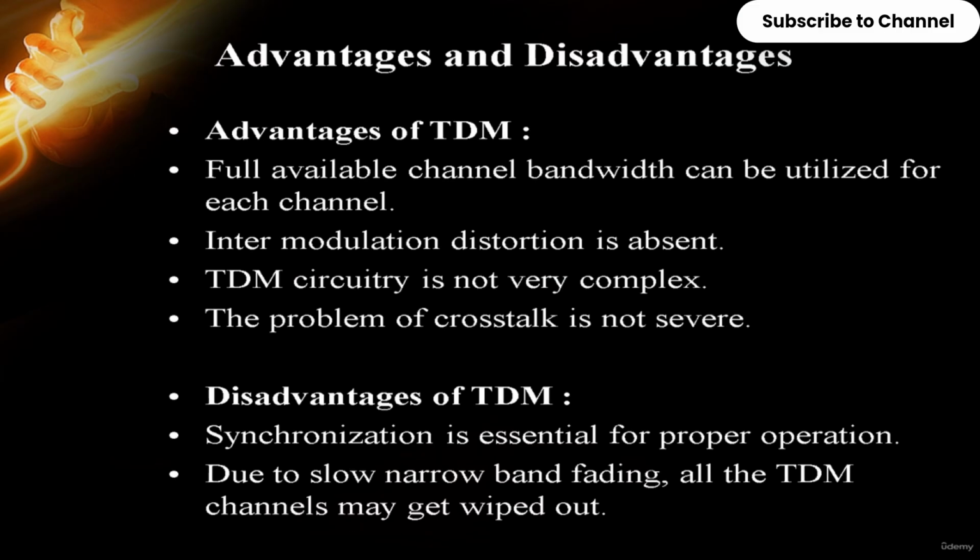The advantages and disadvantages of TDM are: in advantages, the full available channel bandwidth can be utilized for each channel, intermodulation distortion is absent, very complex circuits are not needed for TDM, and the crosstalk is very less and it is somewhat secure. In disadvantages, synchronization is needed between sender and receiver if it is synchronous time division multiplexing, and it suffers from narrowband fading, where the channels may get wiped out at a particular time.